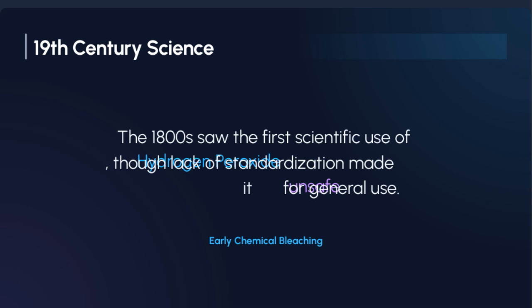Moving forward in history, we see the introduction of hydrogen peroxide as a bleaching agent. This marked a significant step because hydrogen peroxide is much more effective and safer than earlier chemicals. In the 1800s, we also witnessed the first scientific applications of bleaching. This was a critical development because it laid the groundwork for more precise and reliable methods. Overall, these early efforts, despite their safety concerns and lack of standardization, set the stage for the more advanced and safer bleaching technologies we use today.